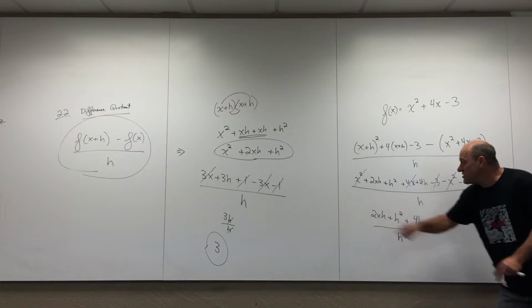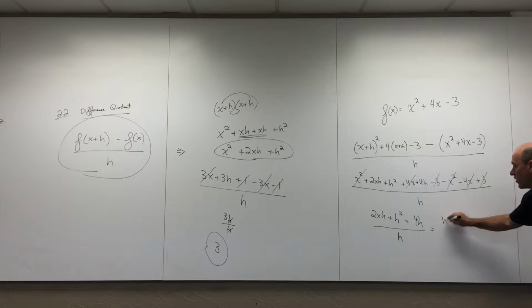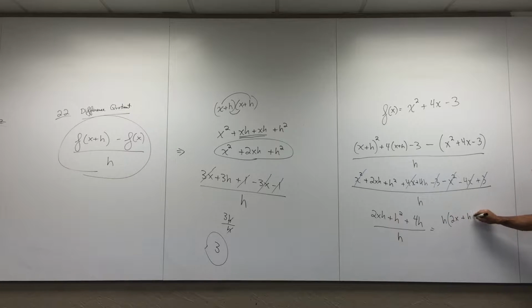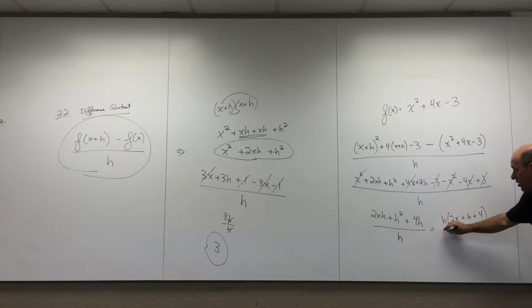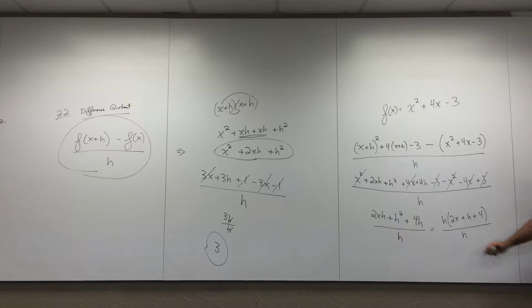Now here's the other way to think though. You factor that h out. What are you left with if you factor it out? 2x plus h plus 4, right? And then it's all over this h, and because it's a factor and it's factored out front, you can cancel it, and there's my answer: 2x plus h plus 4.